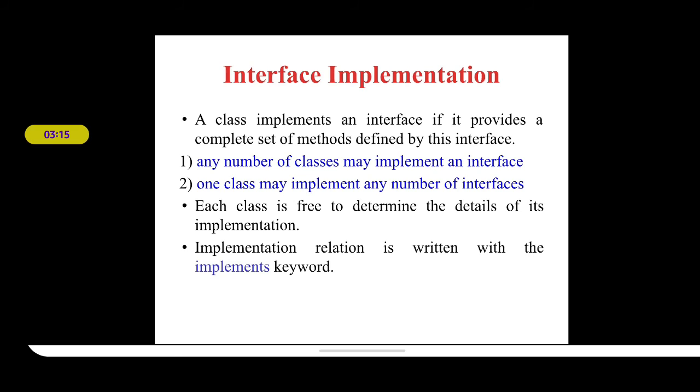A class implements an interface if it provides a complete set of methods defined by this interface. So any number of classes may implement an interface. Also, one class may implement any number of interfaces. That means one interface can be used by any number of classes and one class can use any number of interfaces too. Each class is free to determine the details of its implementation, and the implementation relation is written with the implements keyword.